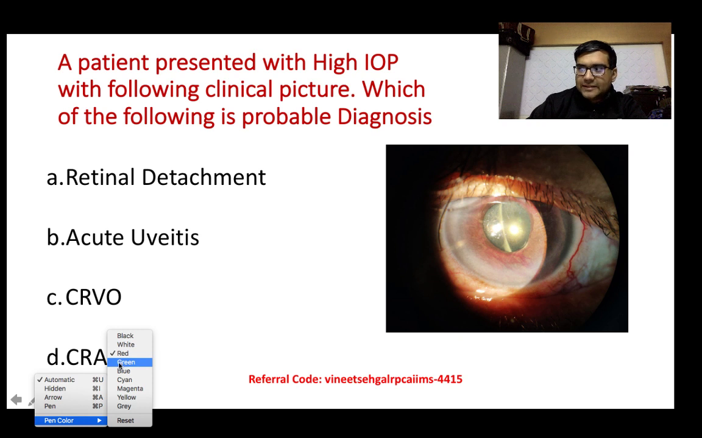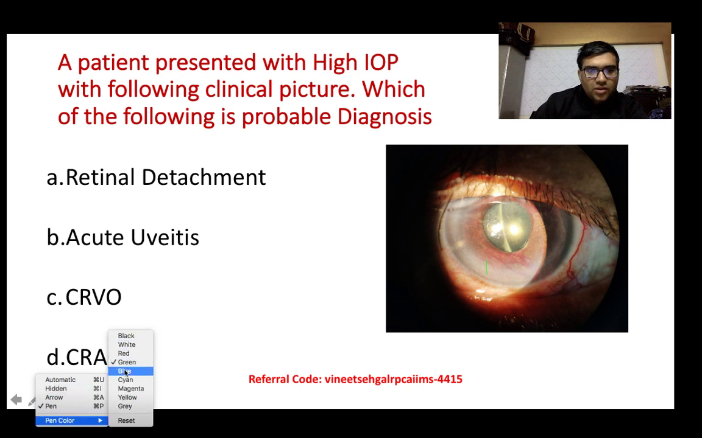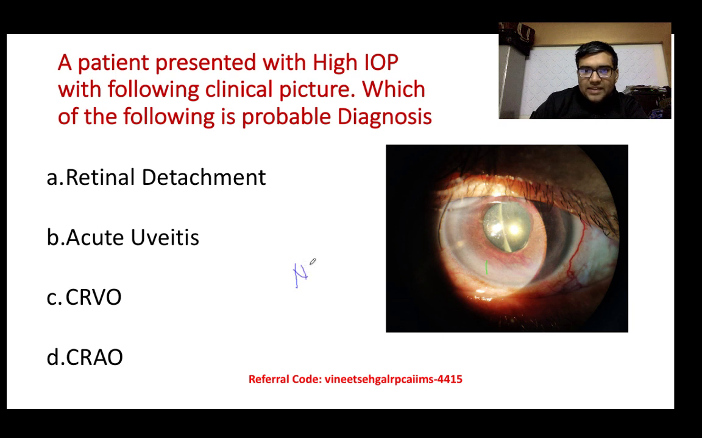All of you try to answer. I give you a hint: this is neovascularization of the iris that you are seeing here. If you can see here, these are the blood vessels over the iris. These are the neovascularization of the iris. Now, can you answer? Absolutely fine, Yogesh. It is CRVO.